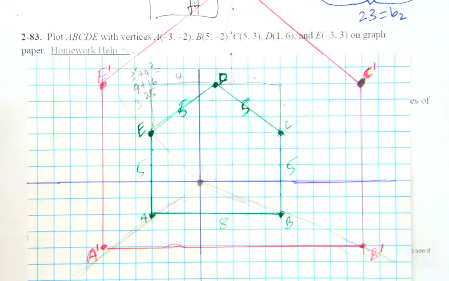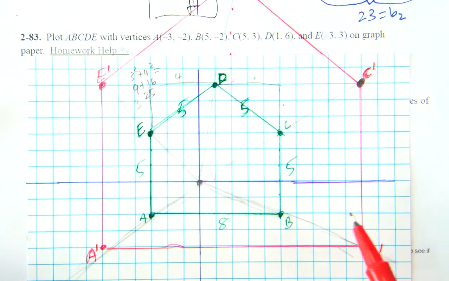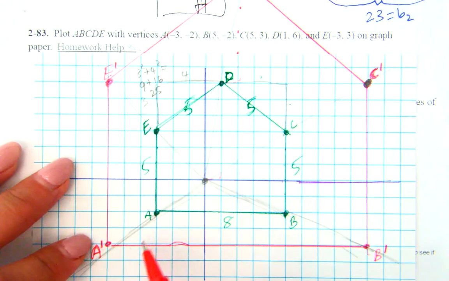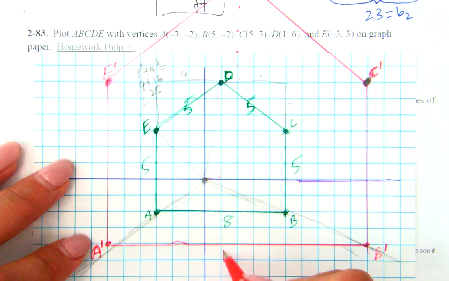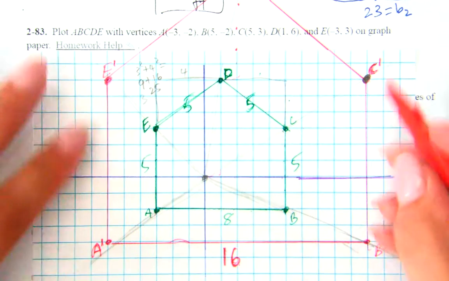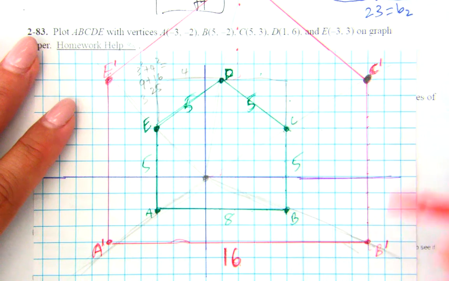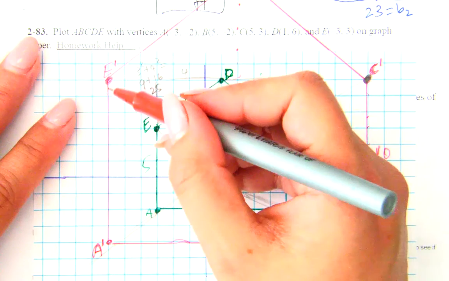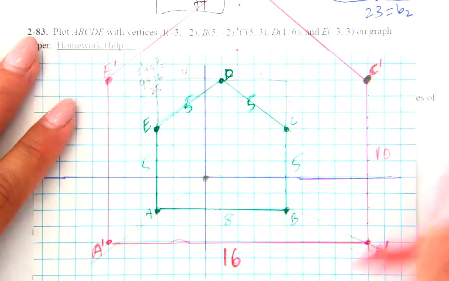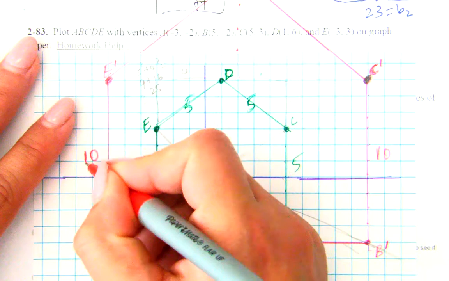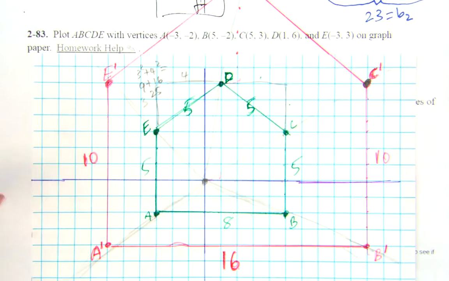All right, and now we're going to check the length of this one. So 1, 2, 3, 4, 5, 6, 7, 8, 9, 10, 11, 12, 13, 14, 15, 16. Perfect, because we doubled everything, right? So 8 doubled should be 16. 1, 2, 3, 4, 5, 6, 7, 8, 9, 10. It should be the same because they're parallel to each other and the same length, 5, 5.